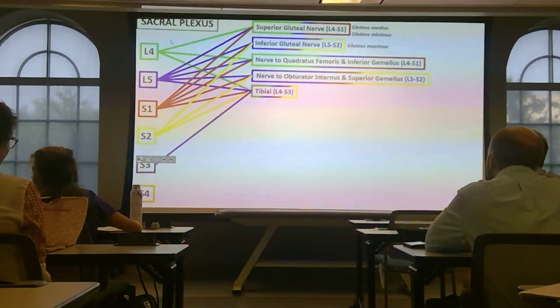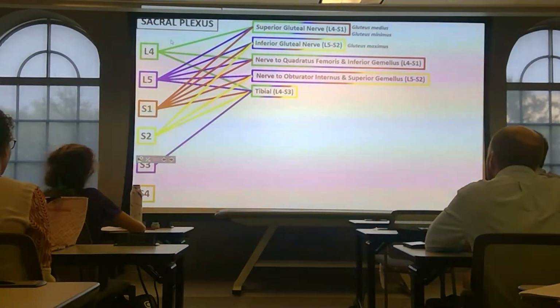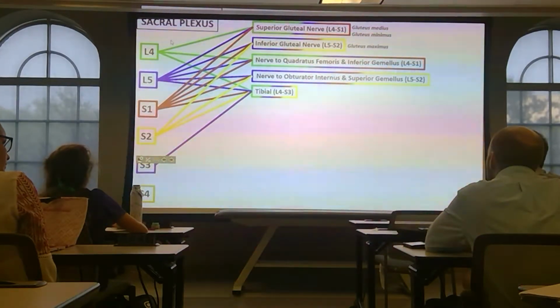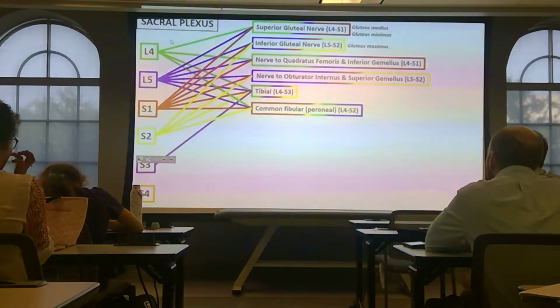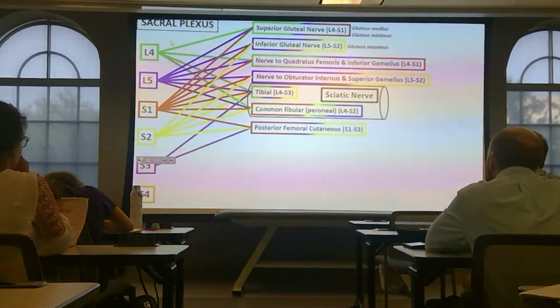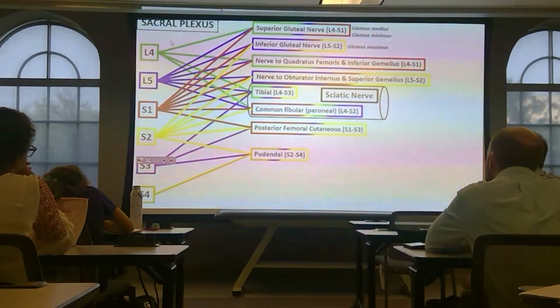We have our tibial, which is going to be L4 to S3. What nerve fibers does that travel with? Common peroneal, and what do they make up? You got it, yeah. So they make up that big old sciatic nerve. What's the little itty bitty nerve that travels with that? Posterior femoral cutaneous, good.